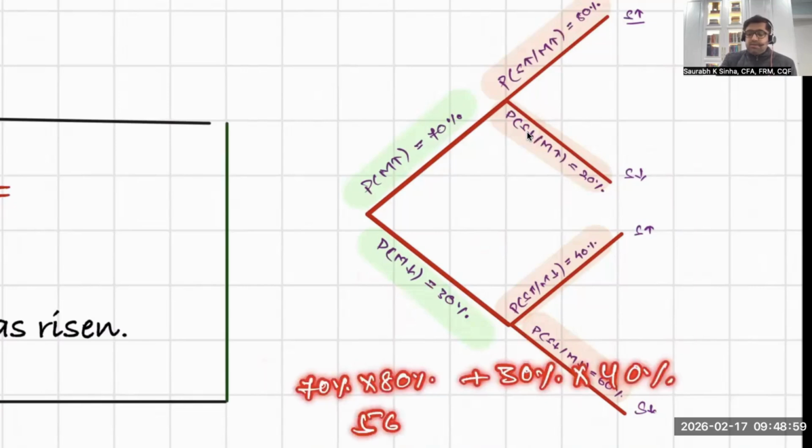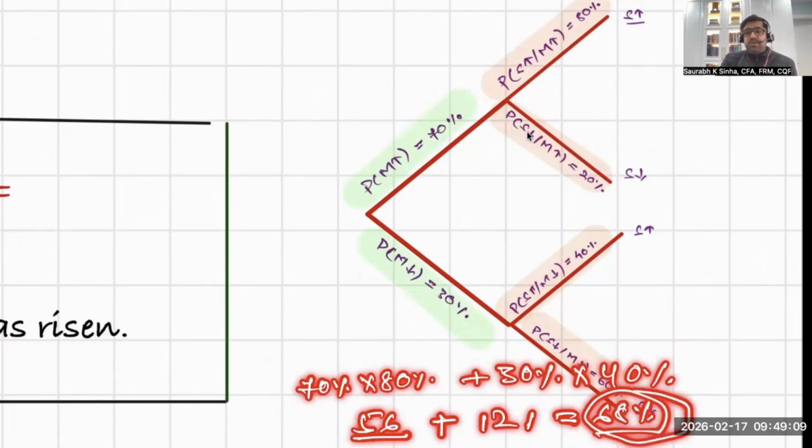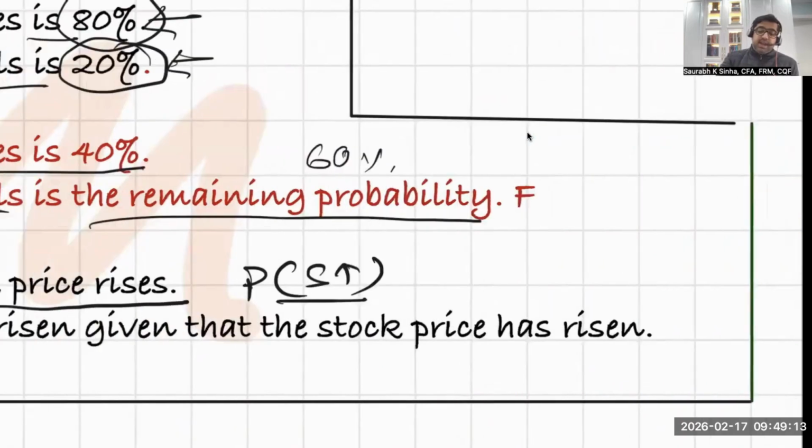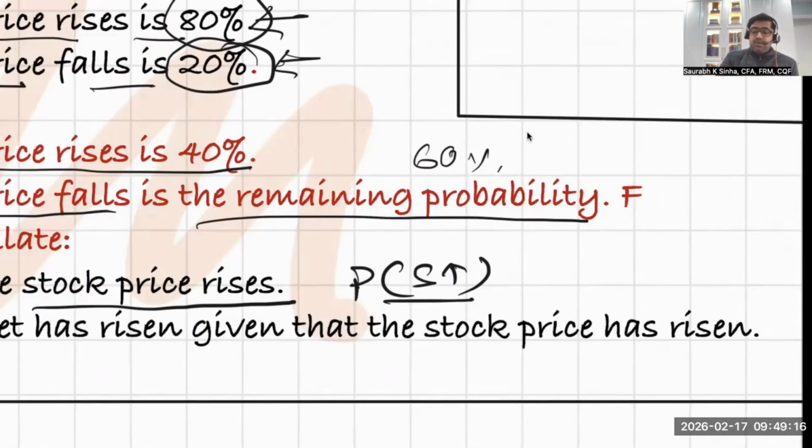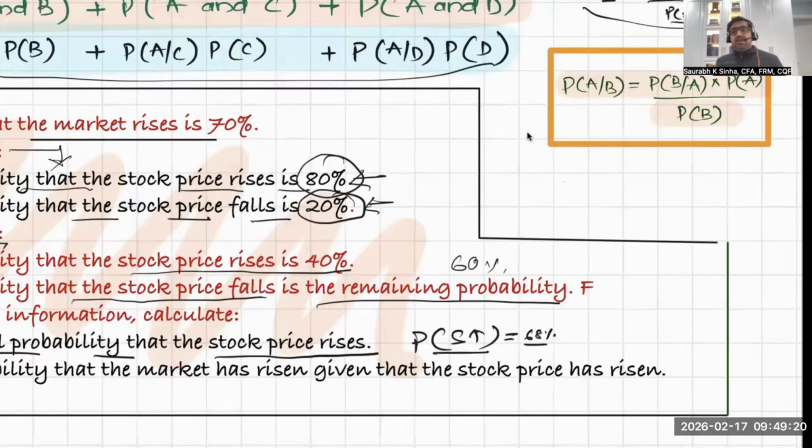This is 56% and this is 12%. So this will become 68%. So 68% is the pure probability of stock price rising. So we understood the application of the total probability rule.